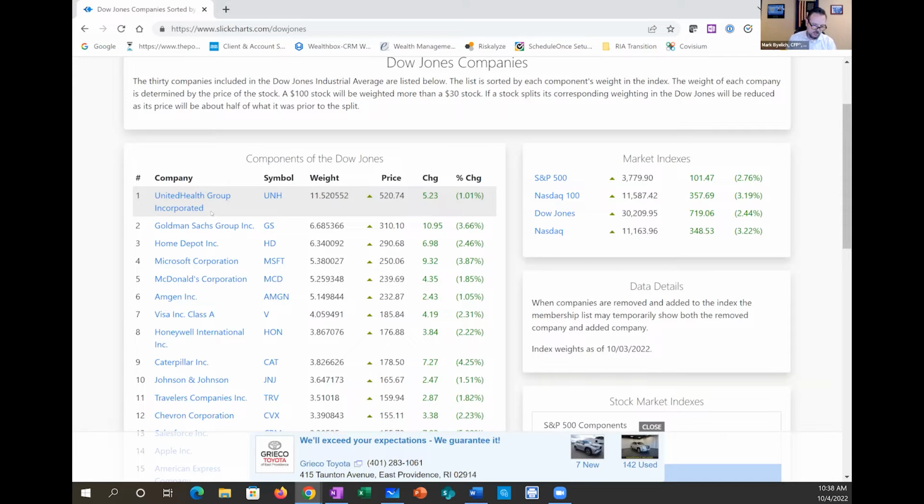But any of these companies that I'm showing here, it's not a recommendation to buy, sell, or hold any of these companies. So United Health Group here, you can see that that has the largest price, and then it scales down. So this is price weighted.